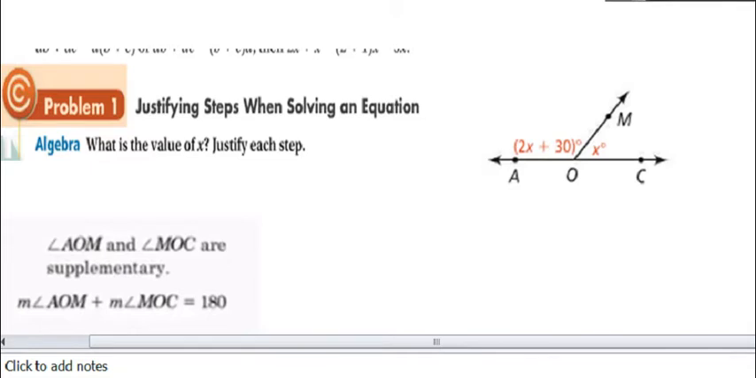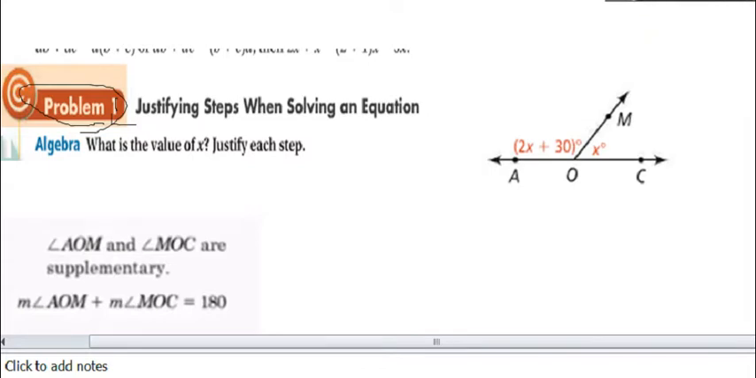Alright, so let's get into our first problem. We're only going to do two problems, so we're going to have problem number 1, so make sure you write number 1 right up here. And, alright, so this is what we're doing. We are justifying the steps. So we are trying to find out what is the value of x, and we are trying to justify each step. So we have dealt with a problem just like this before.